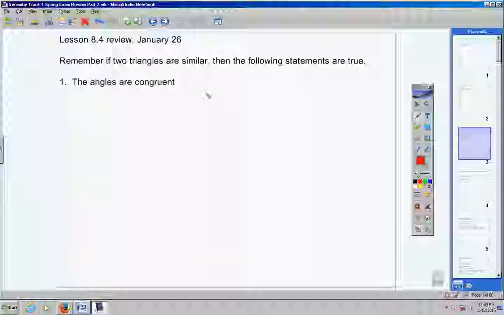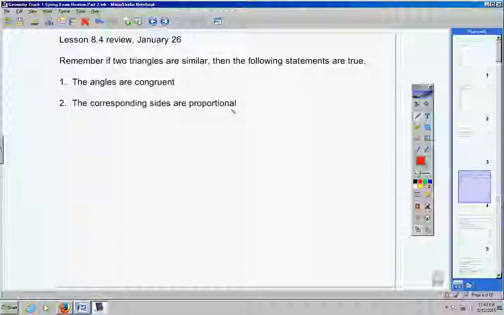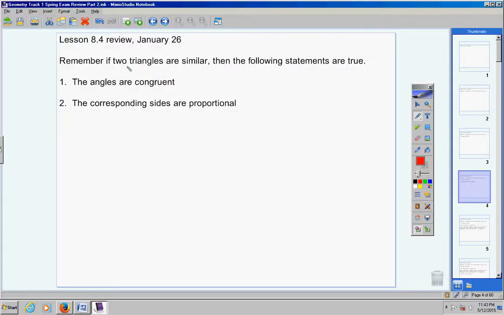The angles will be congruent, period. If two figures or two triangles are similar, then the angles will be congruent, period. Secondly, the corresponding sides will be proportional. So please copy this down. I'll give you just a couple seconds to do that. The angles will be congruent if two triangles are similar, and the corresponding sides will be proportional.